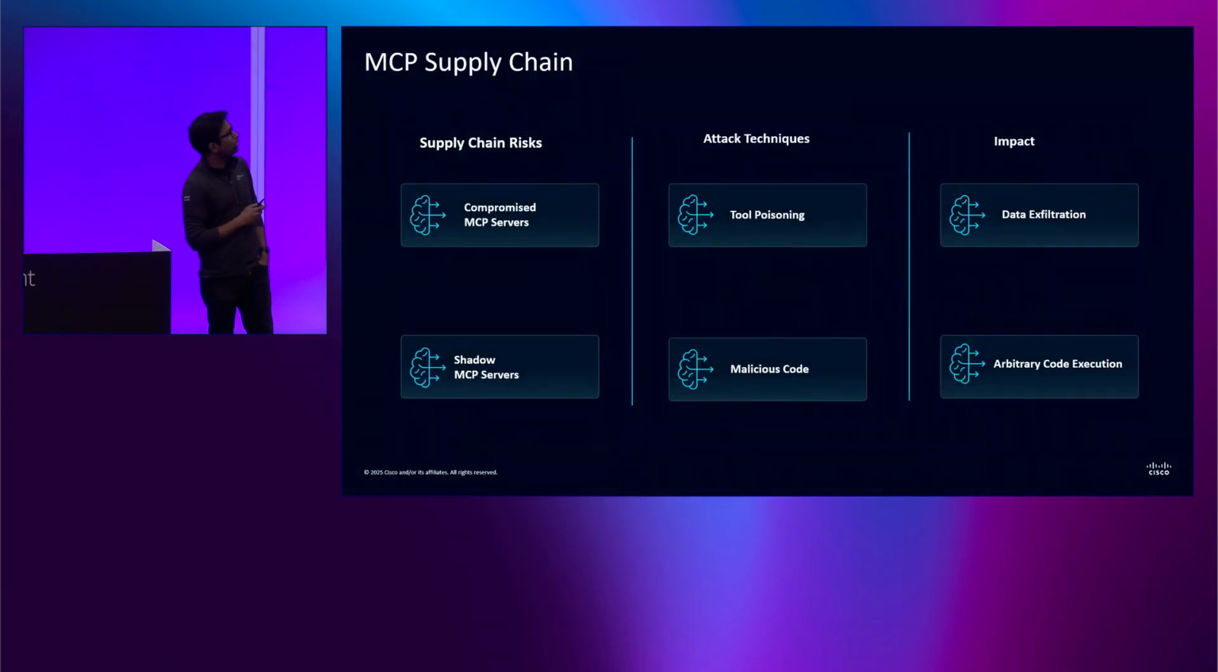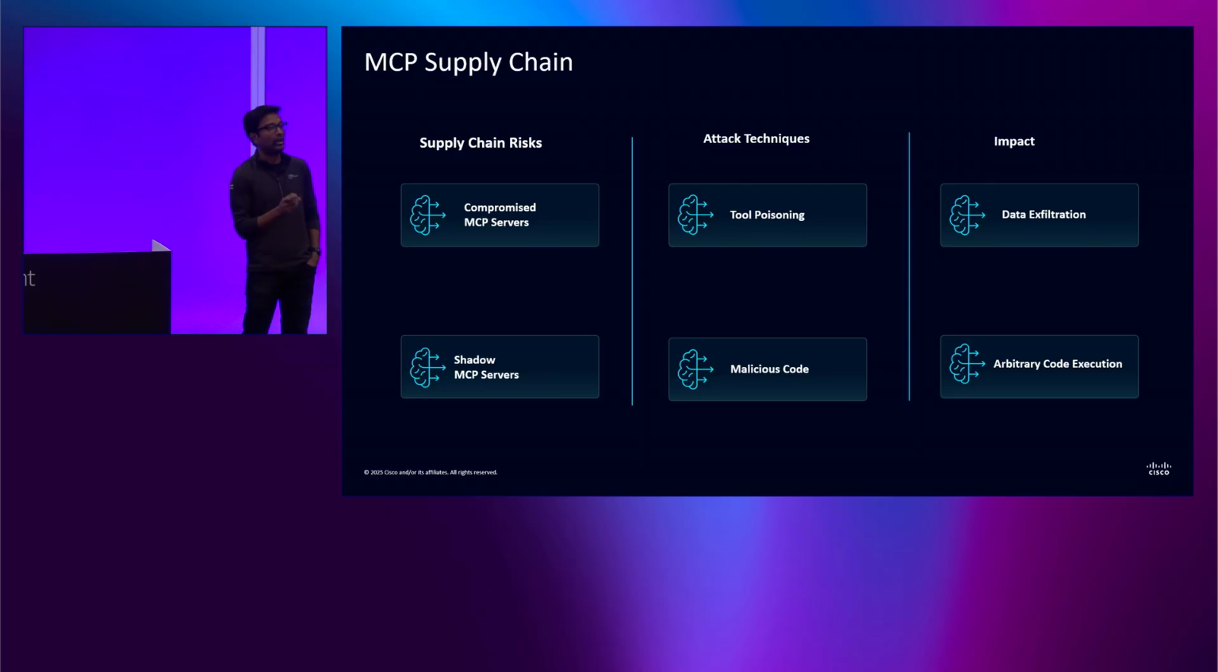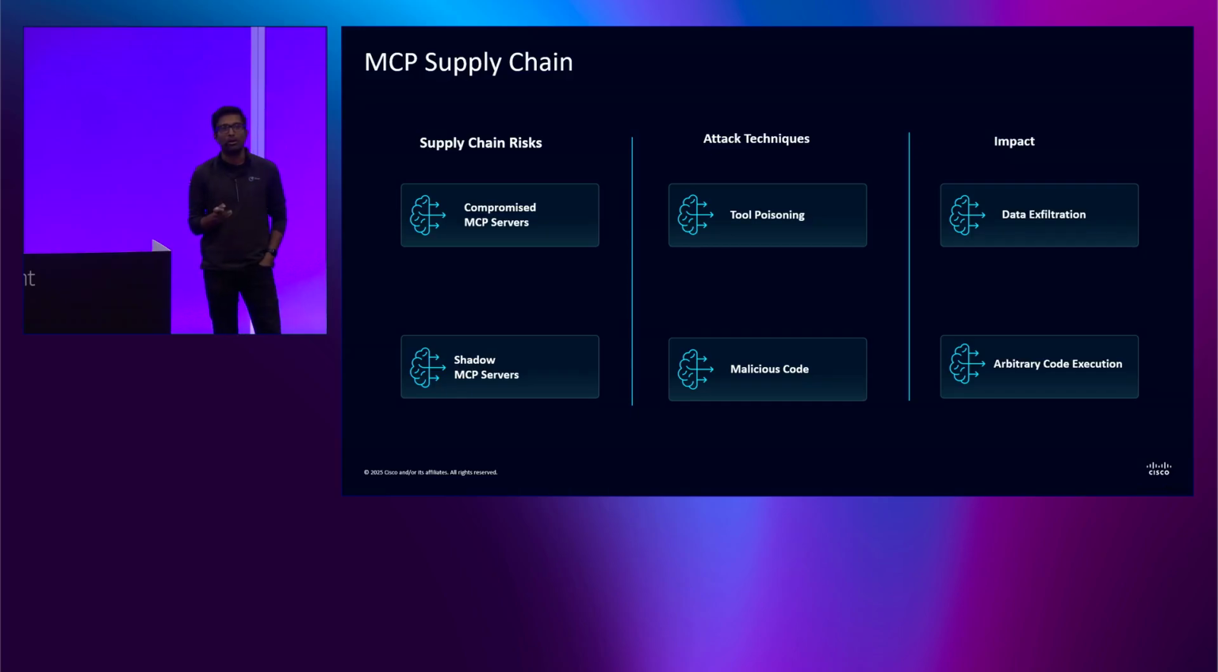So what are the risks with MCP supply chains? Before we jump into MCP supply chain risks, what is a supply chain attack? A supply chain attack is an attack that exploits or tampers with third-party software. Imagine a malicious actor or an attacker injects malicious code into third-party software, and anyone downloading, installing, or using this software gets compromised. The exact same thing applies for MCP as well.